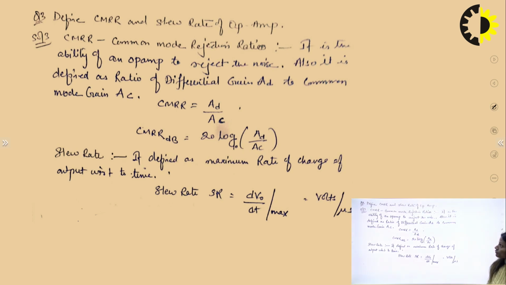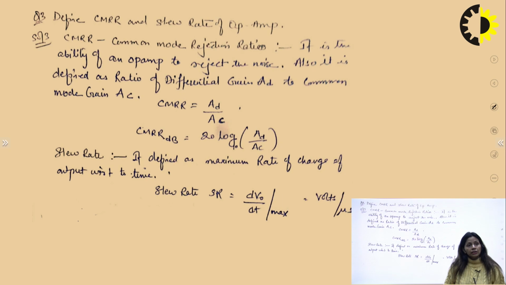Now the third question is from the third unit. It says to explain the terms CMRR, common mode rejection ratio, and the slew rate of the op-amp. Common mode rejection ratio is the ability of the op-amp to reject noise. The definition is: CMRR equals differential voltage gain upon common mode voltage gain, that means AD upon AC. We will answer the question as the ratio of AD upon AC.